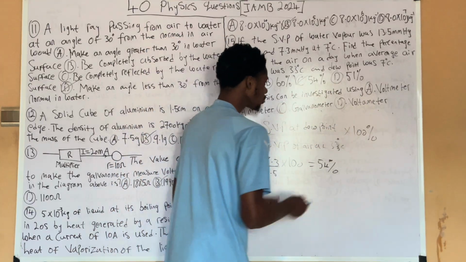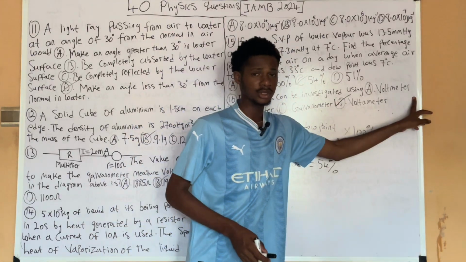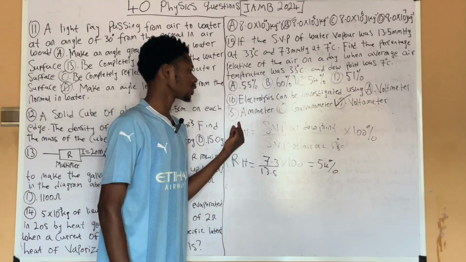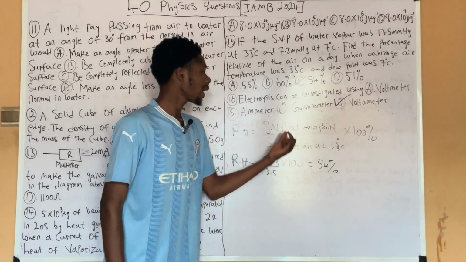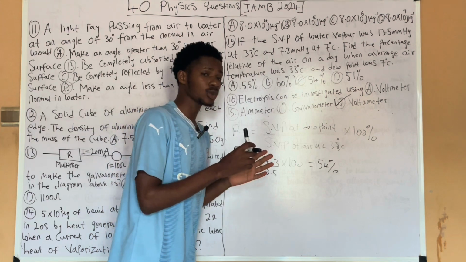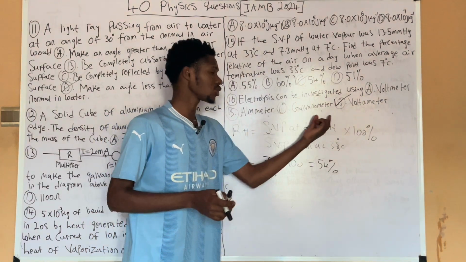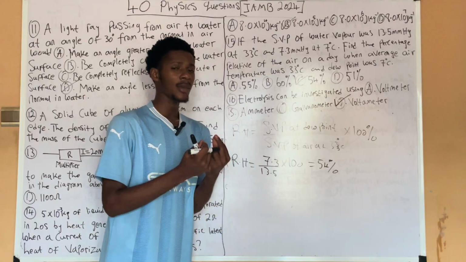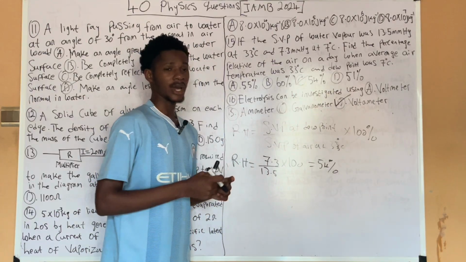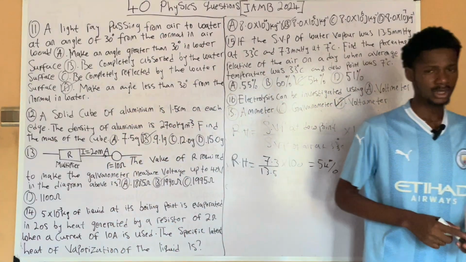The correct option is option D, okay? Now, a voltmeter simply measures voltage. An ammeter measures current. A galvanometer can sometimes be used as a voltmeter and also an ammeter to measure both. But in general, what a galvanometer does is that it measures tiny amounts of current that cannot be measured by the regular ammeter. A voltameter, on the other hand, is used in electrolysis.